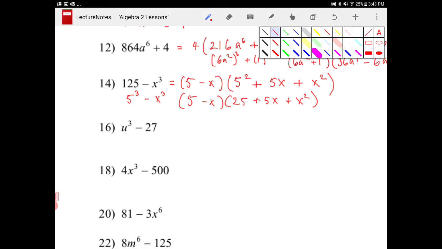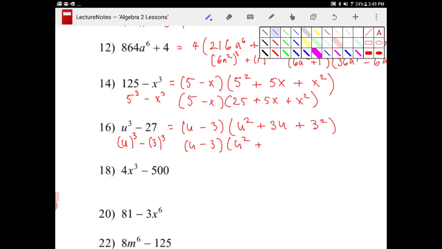All right, u cubed minus 27. This is u to the 3rd minus 3 to the 3rd. So I have u minus 3 times u squared plus 3u plus 3 squared. So this is u minus 3 times u squared plus 3u plus 9.